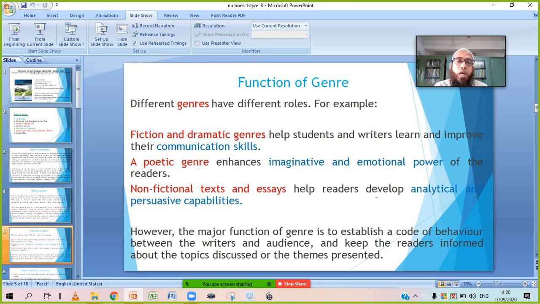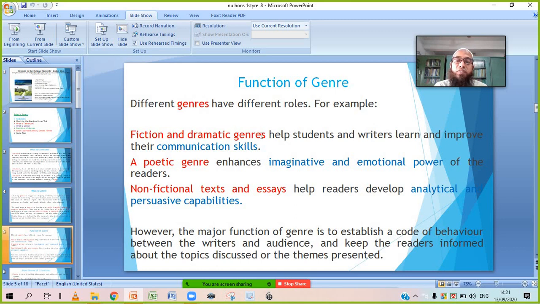Non-fictional texts and essays help readers develop analytical and persuasive capabilities. That's very important. If you read non-fictional texts and essays, articles, that will help you to develop analytical and persuasive capabilities. I mean, you will be able to analyze any character, any situation, any event very nicely, and you can persuade someone. You can make people understand. You can show arguments. That capacity also will be improved if you keep on reading non-fictional texts and essays. Have you got it?